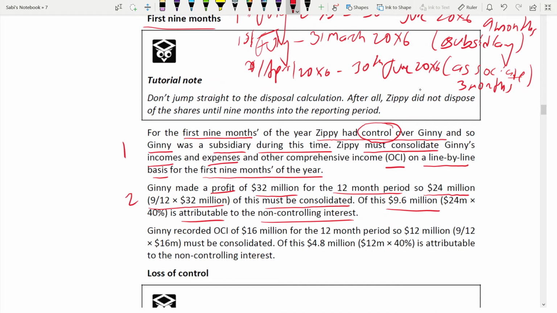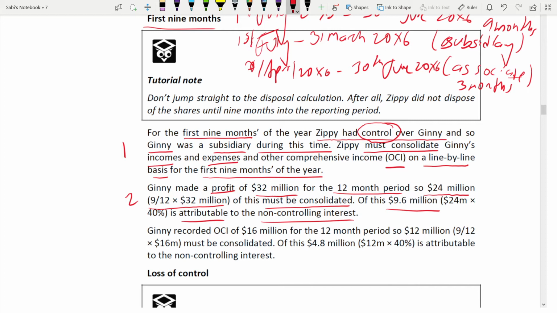Out of this 24 million, 40% is attributable to the NCI because 60% you've acquired, so 40% NCI, which is 9.6 million. You need this 9.6 million later on, okay? Because the question asked for suitable calculations. So you need the NCI, the percentage of profit of the NCI. Same for the OCI also, you need.